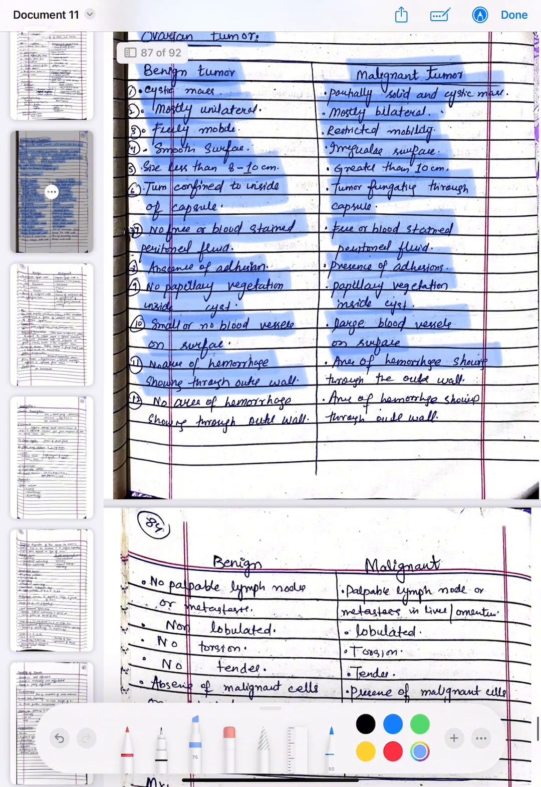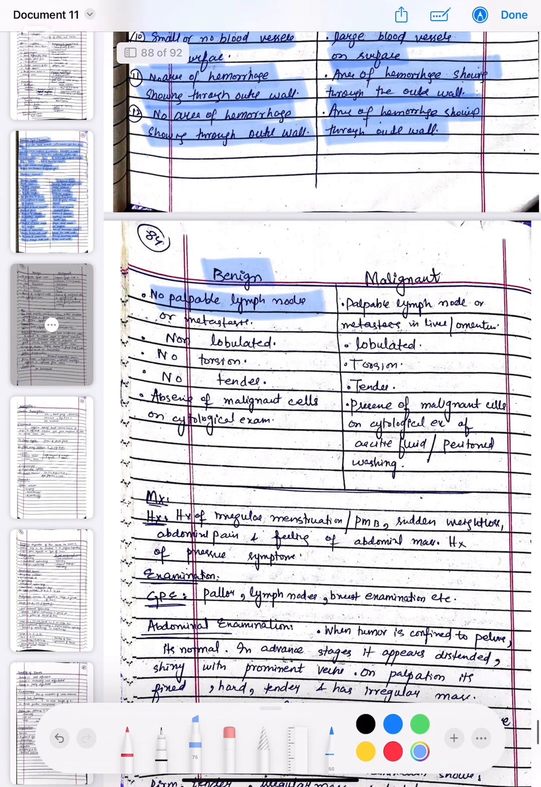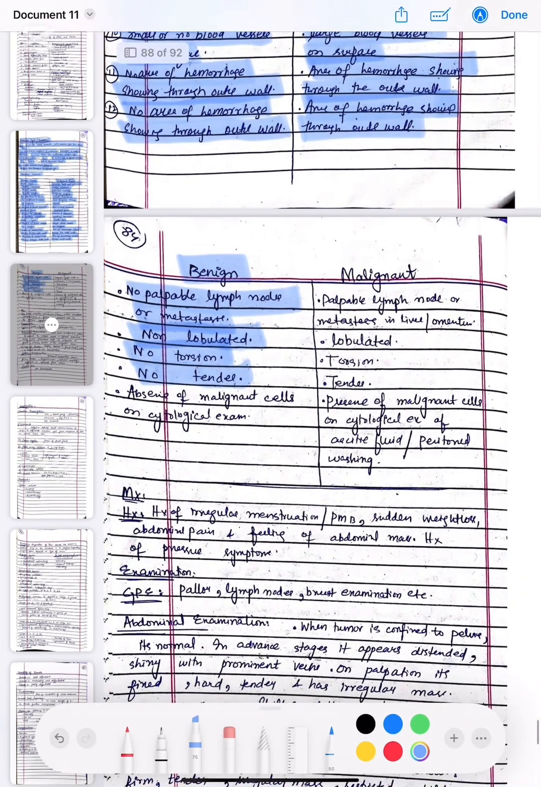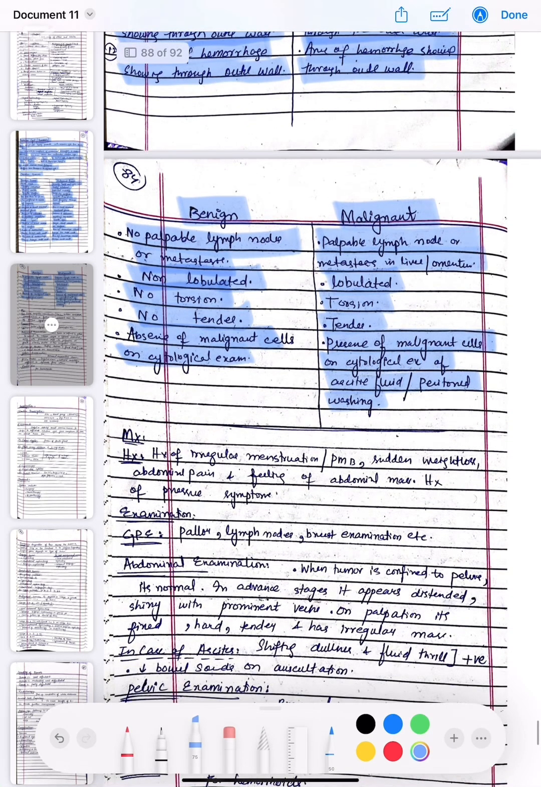outer wall is present. Now, benign tumors have no palpable lymph nodes or metastasis, they are not lobulated, and there is no torsion and no tenderness, and there is absence of malignant cells on cytological examination. While in malignant tumors, palpable lymph nodes or metastasis in the liver or omentum is present, they are lobulated, torsion is present, and they are tender. The presence of malignant cells on cytological examination of ascitic fluid and peritoneal washing is present. So this is the basic difference between benign tumors and malignant tumors.